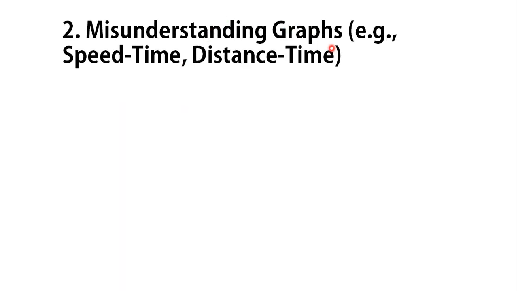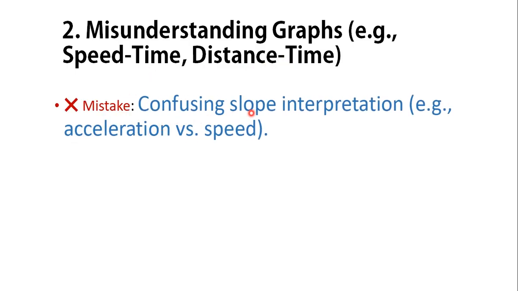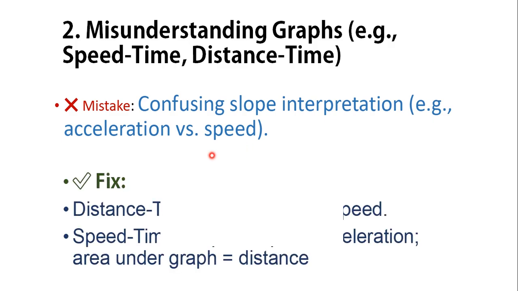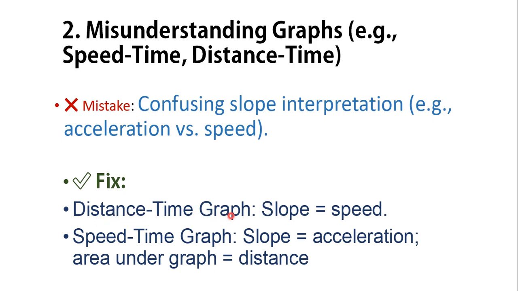Next is misunderstanding the graphs, for example the speed-time and distance-time graphs. The mistake is confusion in the interpretation of slope. The maximum number of students are confused here. What is the meaning of slope? Like acceleration or speed, the slope has a different meaning in each graph. So how to fix that? In the distance-time graph, the slope is speed.